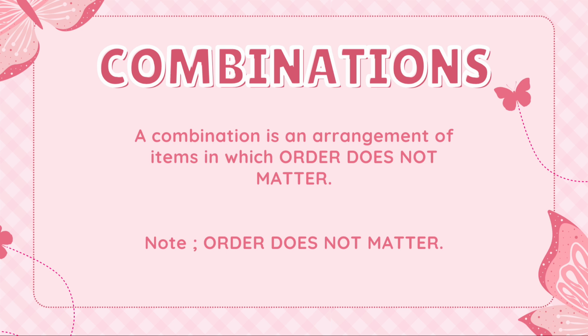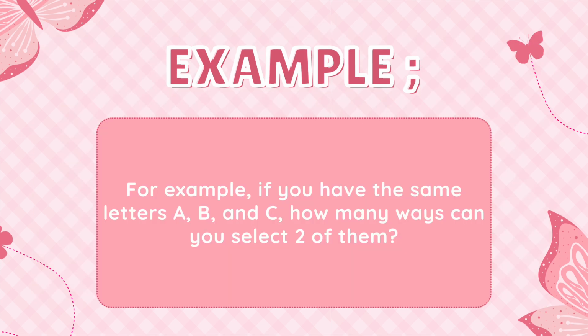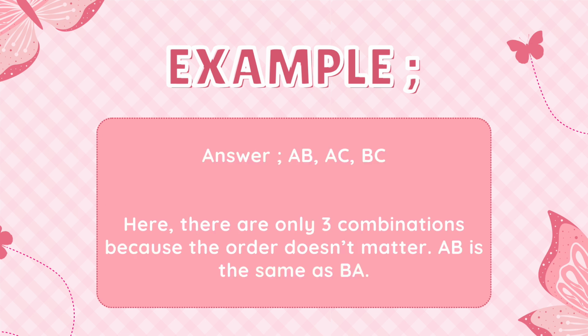Now let's go to combinations. What is a combination? A combination is a selection of items in which order does not matter. Note, order does not matter. Example, if you have the same letters A, B, and C, how many ways can you select 2 of them? The answer is AB, AC, and BC. Here, there are only 3 combinations because the order doesn't matter. AB is the same as BA.